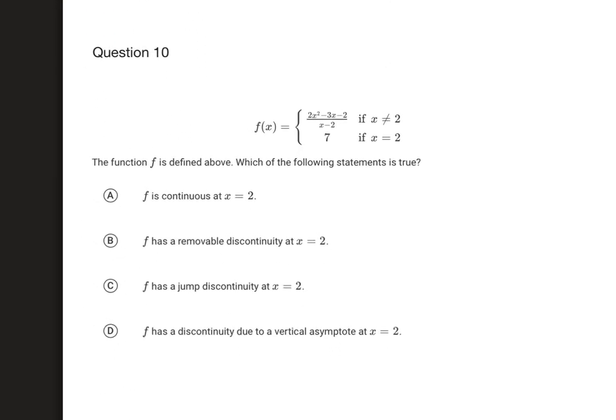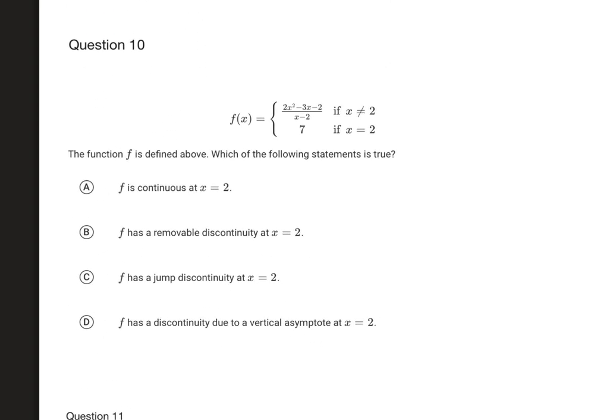Okay, next one. Function f is defined above. Which of the following statements is true? This is another one where they define f as a certain function when x doesn't equal a number, and then the bottom piece says when x equals 2, the function equals 7. This is just the point (2, 7).